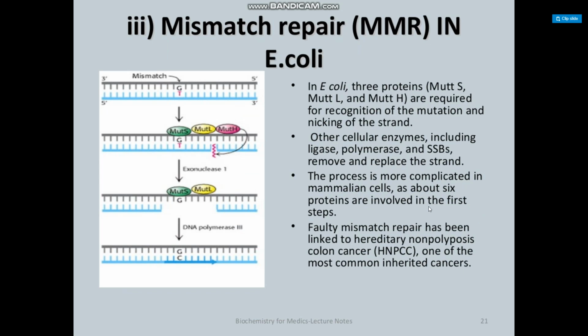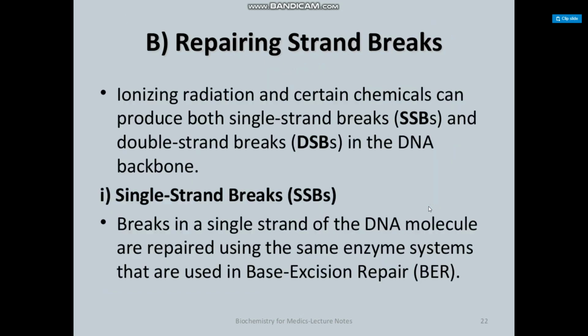In E. coli, three proteins, MutS, MutL, and MutH, are required for recognition of the mutation and nicking of the strand. Other cellular enzymes like ligase, polymerase, and SSB remove and replace the strands.